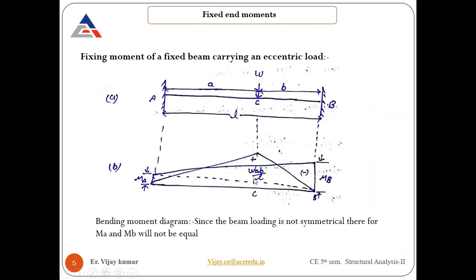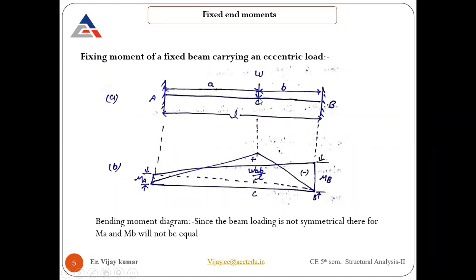So this value, we know how this value is coming, that is WAB by L. If anybody does not know, please go through the basic fundamentals of strength of materials. You might get the idea about this, from where this value is coming. Same procedure, calculate the reactions, take the moment about C. One reaction will be WB by L. This reaction will be WA by L.